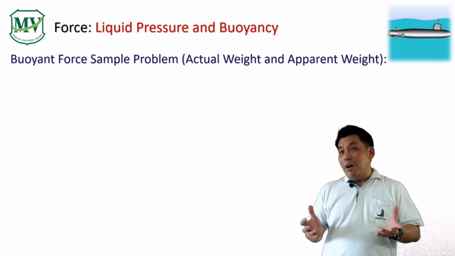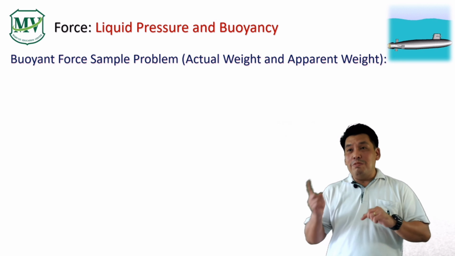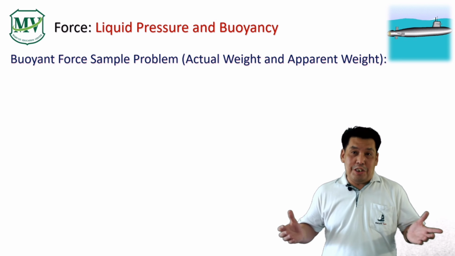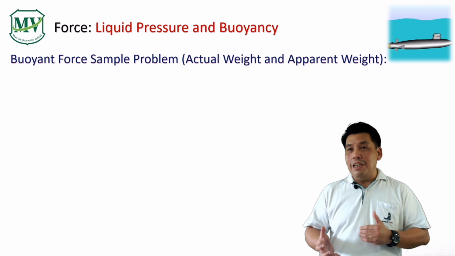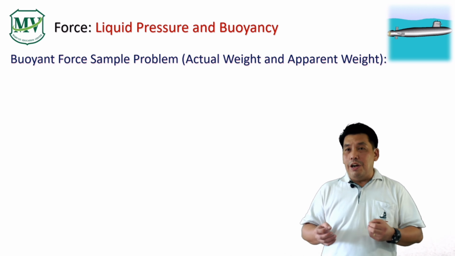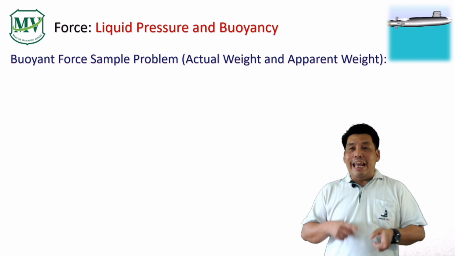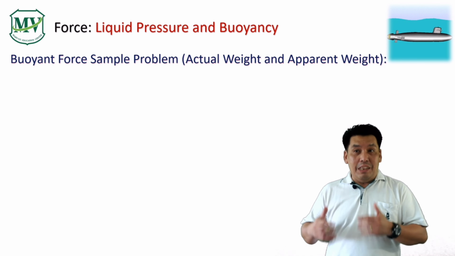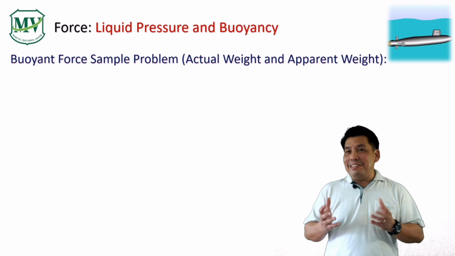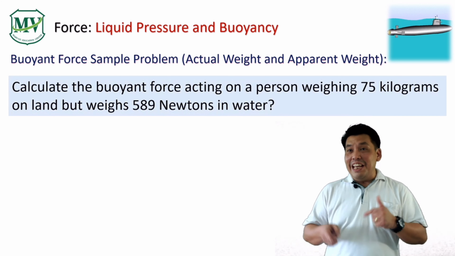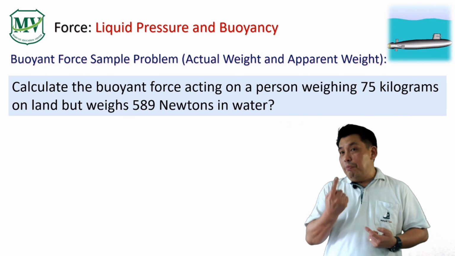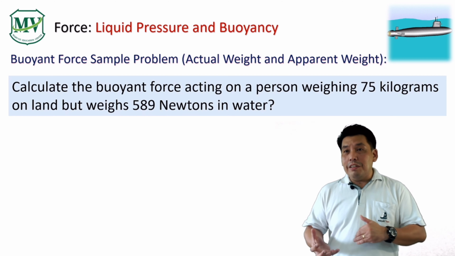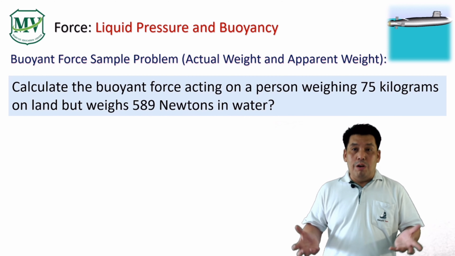We understand buoyancy or buoyant force in terms of the weight of the object submerged. Now we can rewrite our equation as buoyant force is equal to the difference of the object's actual weight and its apparent weight when submerged. Now from the sample problem we see in the slide, we get the buoyant force, the counter force or upthrust, acting on an object submerged or partially submerged.